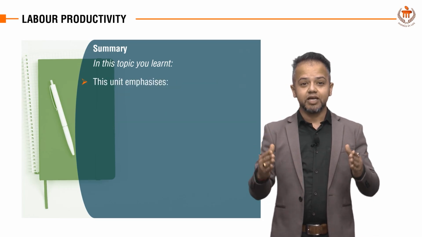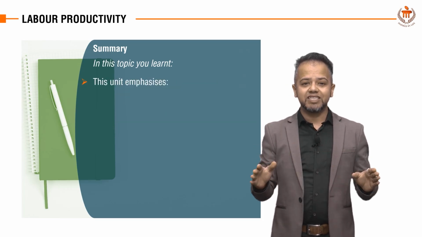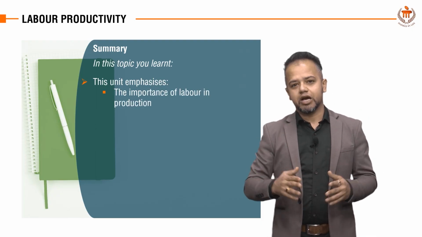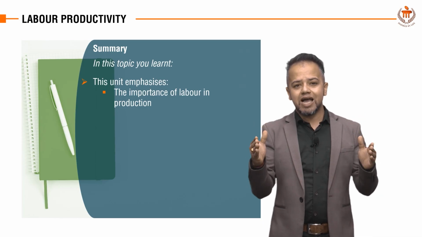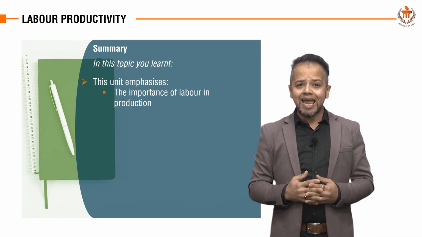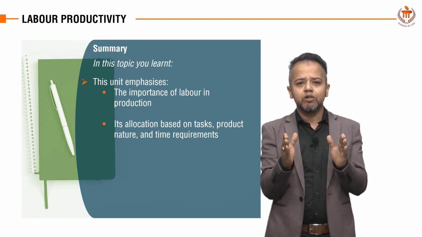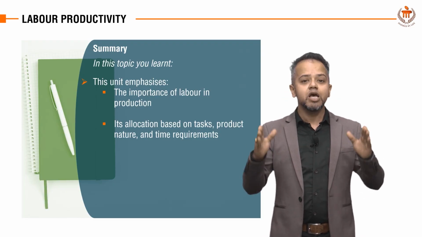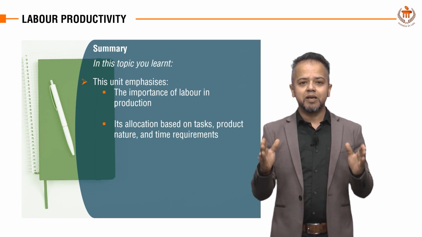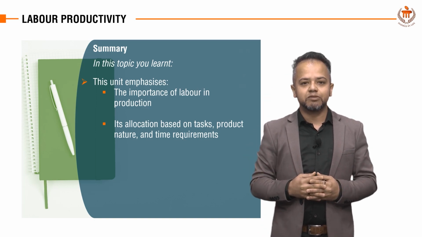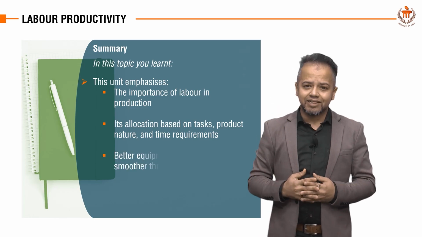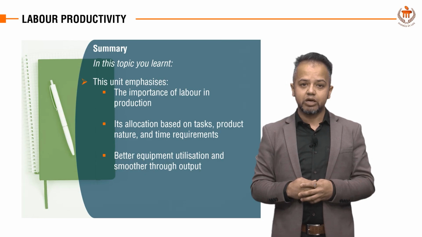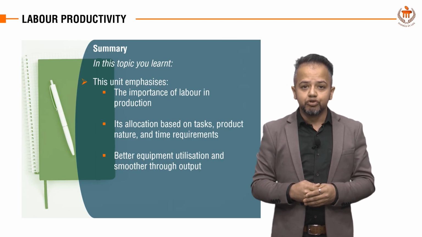Hence, this unit has elaborated on labor productivity and how labor is important for production, how labor is required at a particular machine and time, and how labor will be segregated on the basis of the nature of work, on the basis of the product nature, and on the basis of time requirements. And this process of reallocation should result in better utilization of equipment and smoother throughput output.